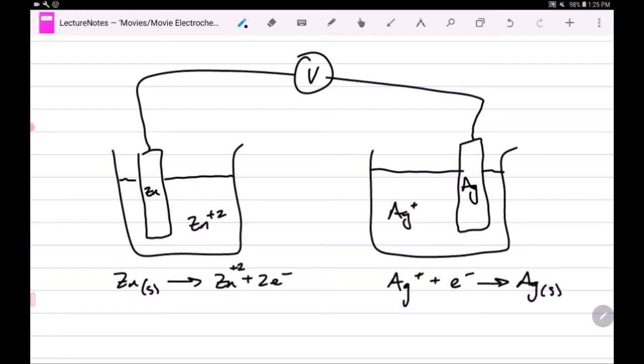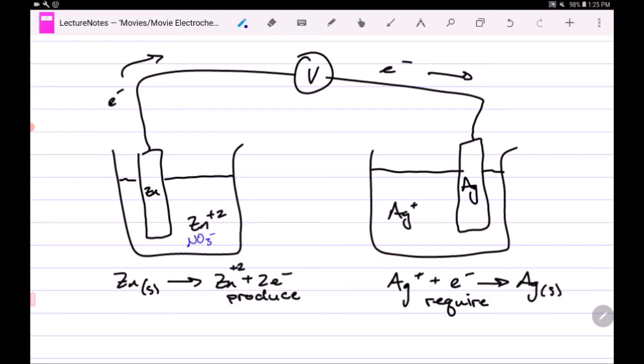What this is going to do is this is going to produce electrons. And what this is going to do is this is going to require electrons. So the electrons are going to travel from where they're being produced to where they're being used. If I did this, nothing would happen. The reason nothing would happen is that's not all that's in here.